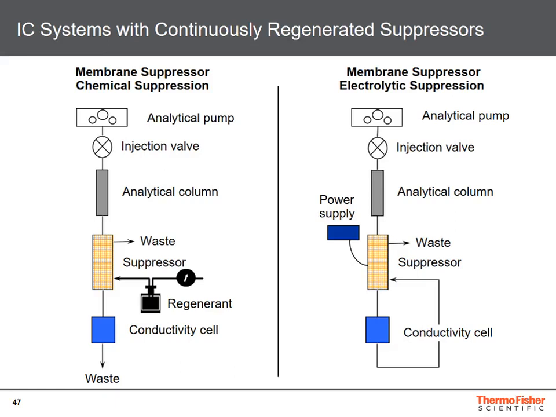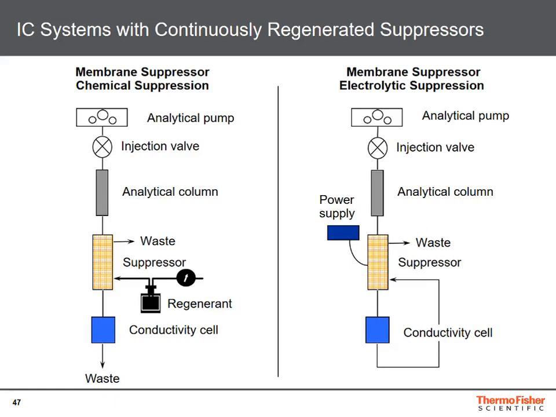The advantage of chemical suppression is that we get the lowest possible noise of typically less than 0.2 nanometers per centimeter. Those suppressor devices are solvent compatible, they are temperature stable, and therefore can be used for almost all kinds of applications. The only problem, we need a chemical regenerant.